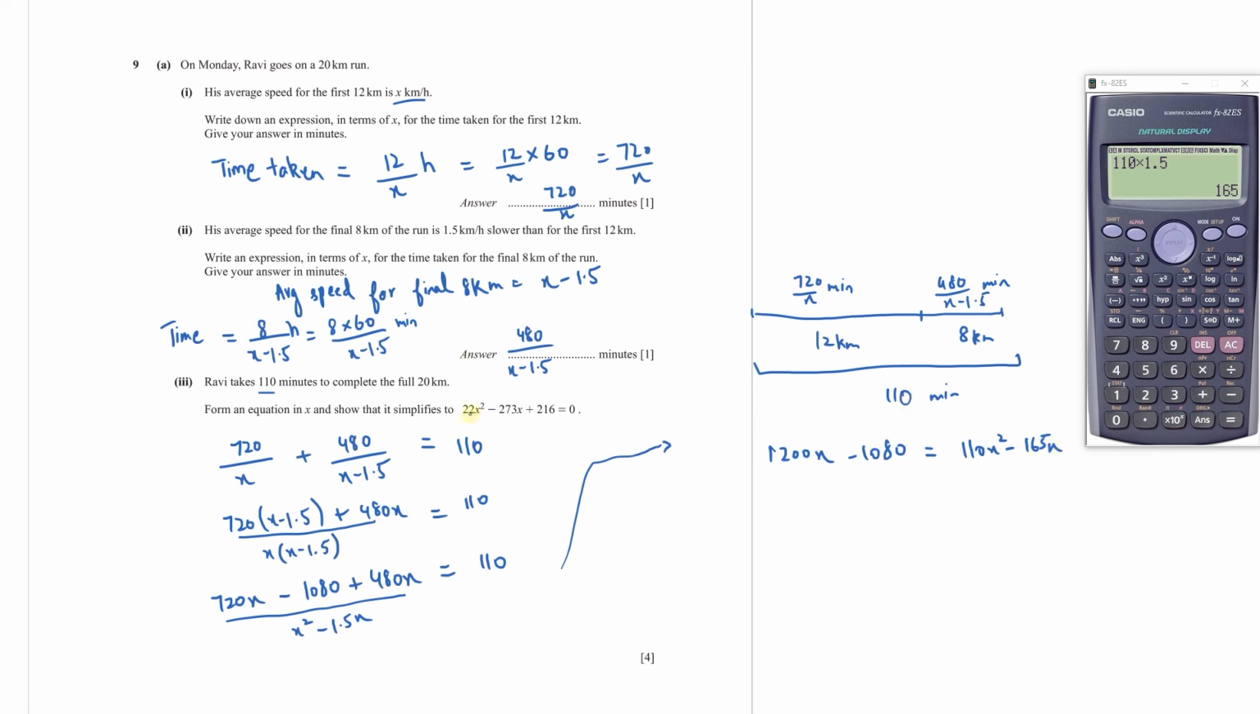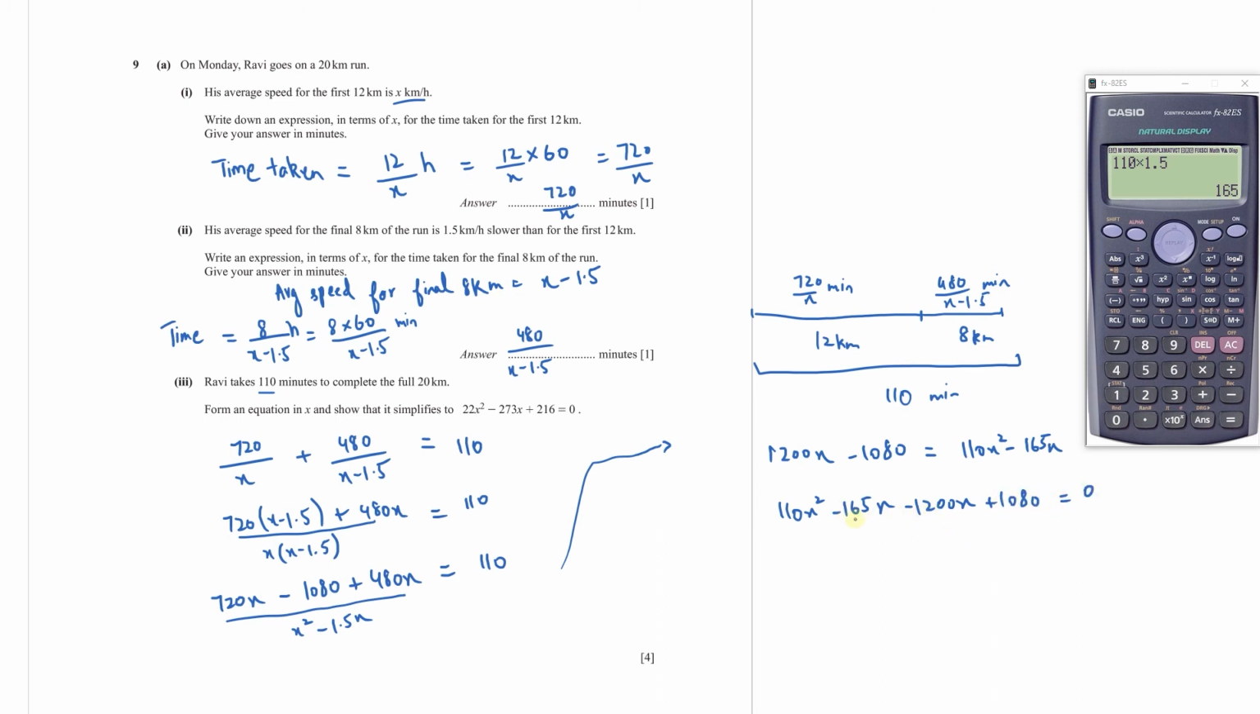So since my coefficient of x squared is positive, I have x squared positive here. I'll bring everything towards the right. So this will give me 110x squared minus 165x. If I take this to the other side, I will get minus 1200x. This will become plus 1080 equals 0.